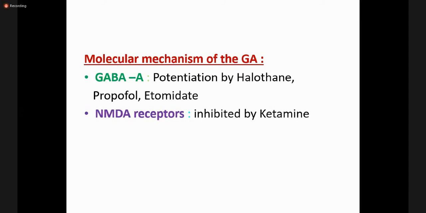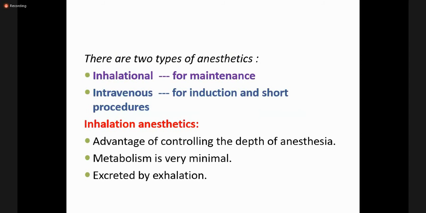This is another anesthetic agent, and it is one of the intravenous anesthetic agents, so we will discuss that later on. Now, this is the explanation: there are two types of anesthetic agents, inhalation anesthetic agents and intravenous anesthetic agents.